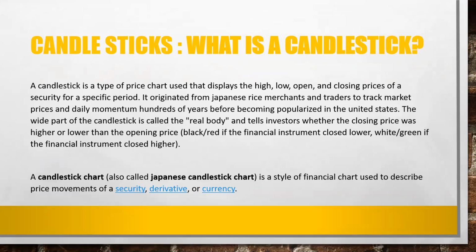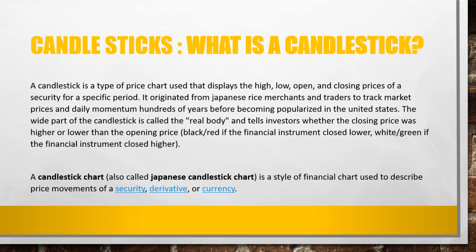So what is a candlestick? A candlestick is a type of price chart that displays the high price, the lowest price, the opening price, and the closing price of a security for a specific period. It originated from Japanese rice merchants and traders, who used it to track market prices and daily momentum hundreds of years before it became popularized in the United States.